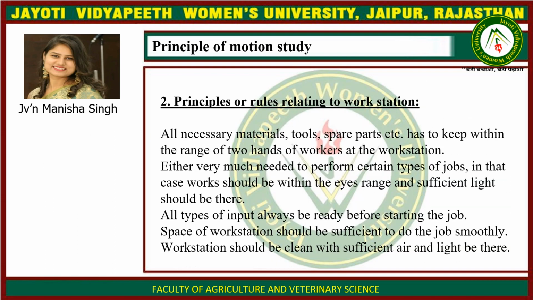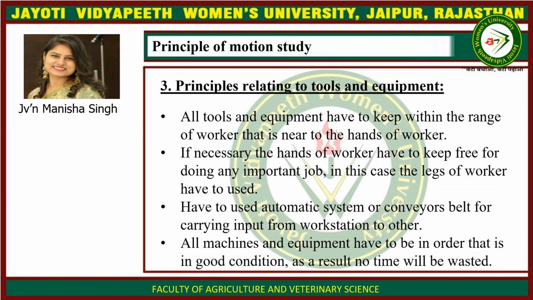Second principle is principles or rules relating to the workstation. All necessary materials, tools, spare parts, etc. have to be kept within the range of the two hands of the worker at the workstation. Where they are very much needed to perform certain types of jobs, in those cases work should be within the eyes' range and sufficient light should be there. All types of input should always be ready before starting the job. Space of the workstation should be sufficient to do the job smoothly, and the workstation should be clean, with sufficient air and light.